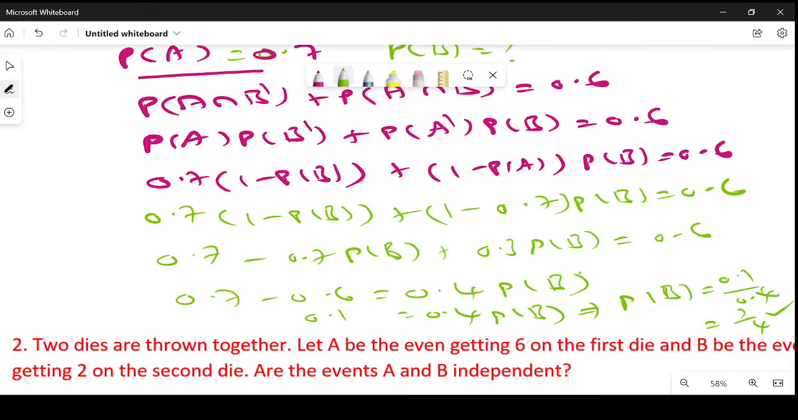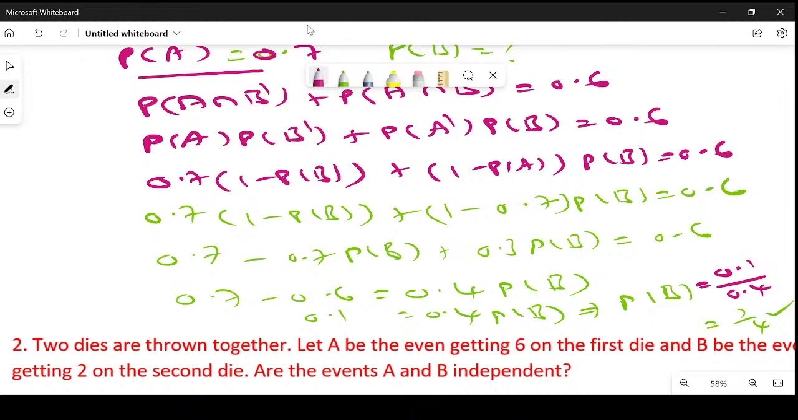0.1 by 0.4, we got the answer, right? This is 0.4, 1 by 4. I hope you understood this. You can write here, P of B is equal to 0.1 by 0.4. That will be 1 by 4. That is the required answer. That is the probability of B.